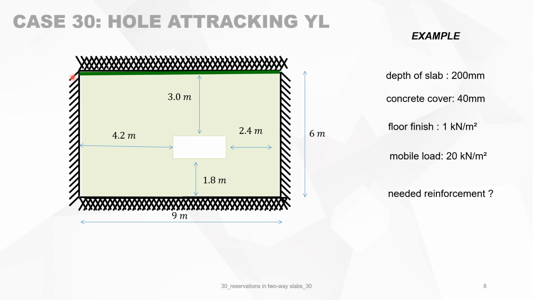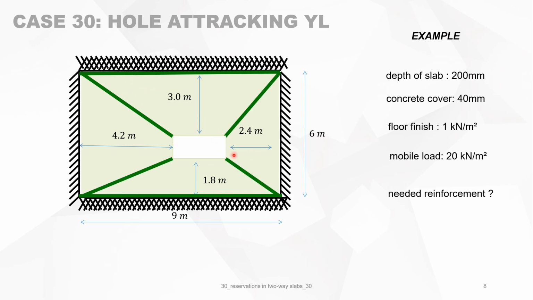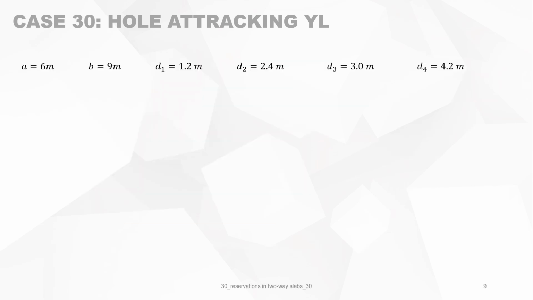This is the negative yield line on both sides. We have yield lines attracting the corner, so we don't bother about this angle. And this mechanism we are going to use. The load in ultimate limit state is then 1.35 times the permanent load plus 1.5 times the mobile load, which gives you 38.1 kilonewton per square meter. The different parameters.